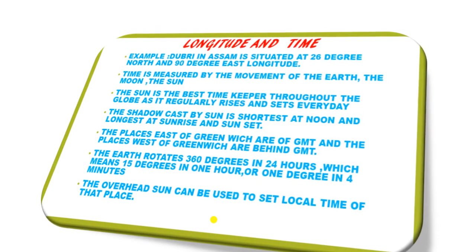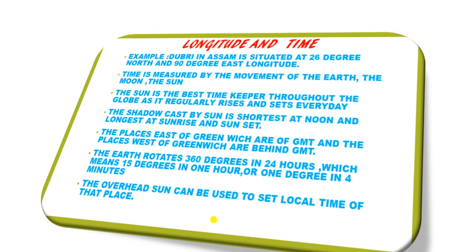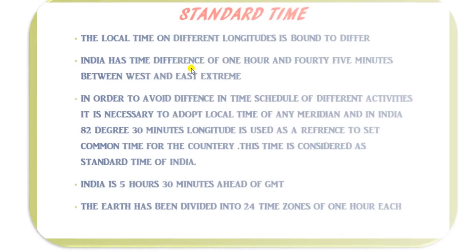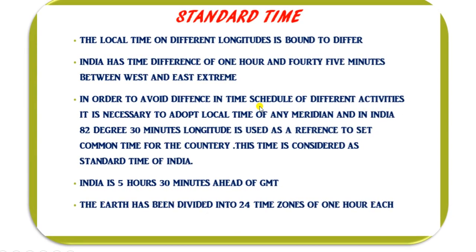Now we see an example. Dhubri in Assam is situated at 26 degrees north and 90 degrees east longitude. It is because of this longitudinal and latitudinal value that we can say where a place is actually located.